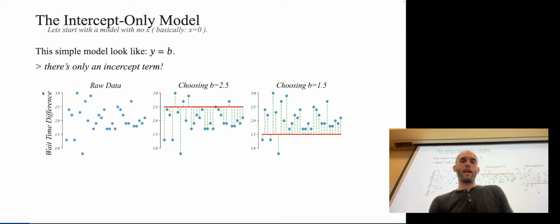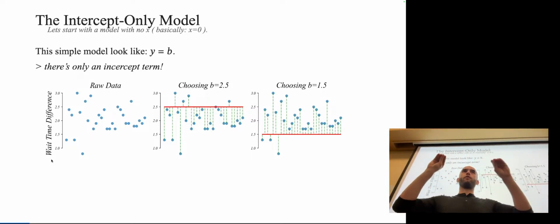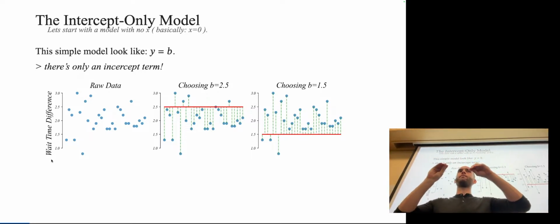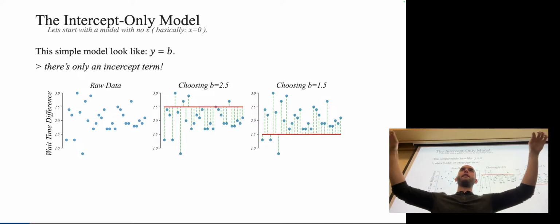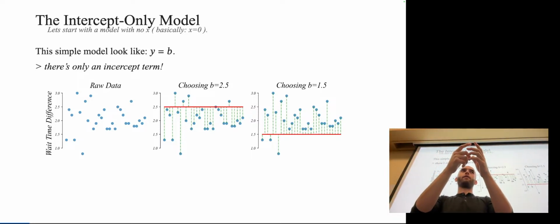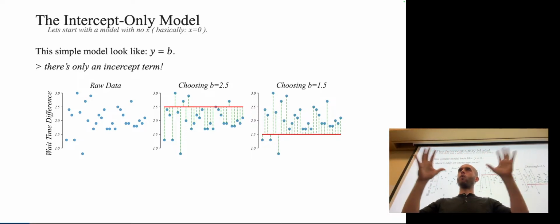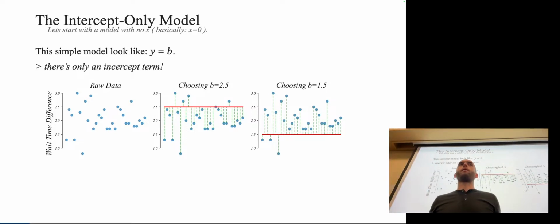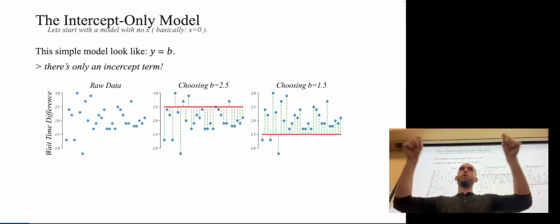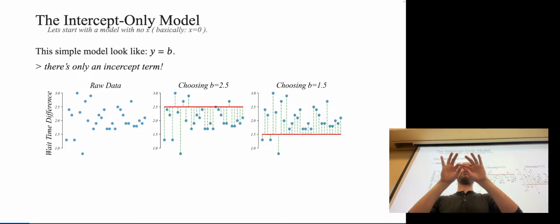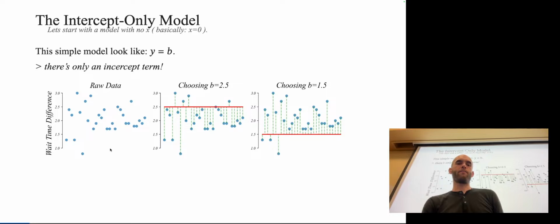So here I have the raw data, and this data is representing paired wait time differences. So I take one customer in the morning, I take one customer in the afternoon, I take their wait times, and then I subtract them from each other. So this is still a one sample t-test, or one sample. We're not taking the difference between sample means, but all we're doing is comparing wait times in the morning and afternoon, sort of pairwise. So this is our raw data.